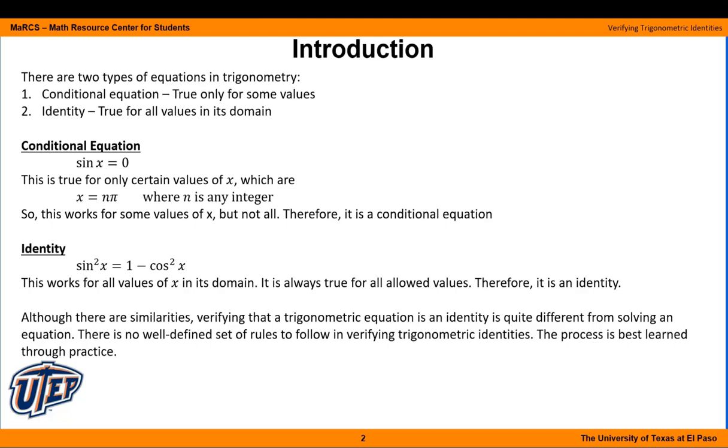An identity is different. An identity is true for every value in its domain. For example, the equation sine squared x equals 1 minus cosine squared x is true whenever both sides are defined. Notice that we're not looking for specific values of x. Instead, we're showing that two expressions represent the same quantity. Although verifying identities may seem similar to solving equations, the process is actually quite different. Success comes through practice and familiarity with the fundamental identities.